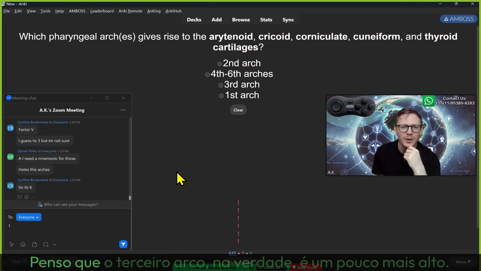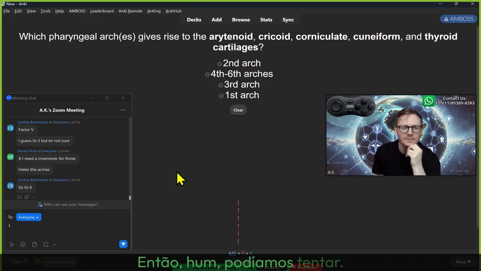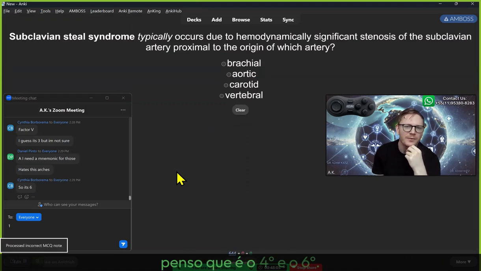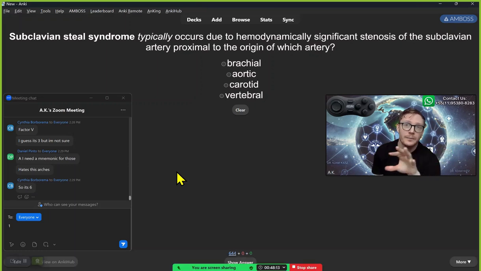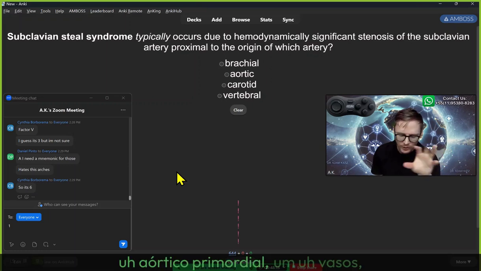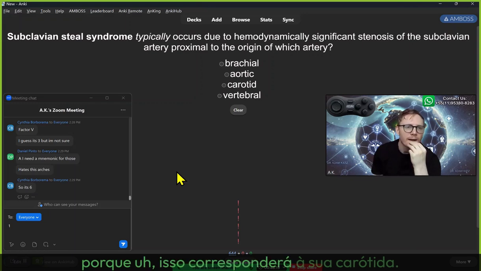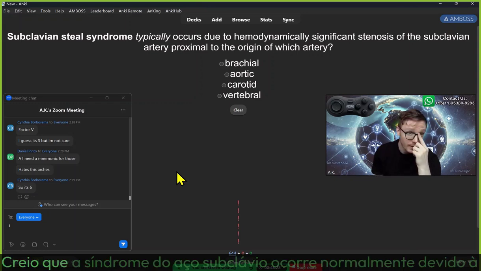Let's try it. I think the third arch actually is a little bit higher up. So we could try it. Let's try third. I think it's fourth and sixth. Yeah, third. Third corresponds. That's like the most important pharyngeal arch when it comes to the aortic, like the primordial aortic vessels, because that will correspond to your carotids, I believe.